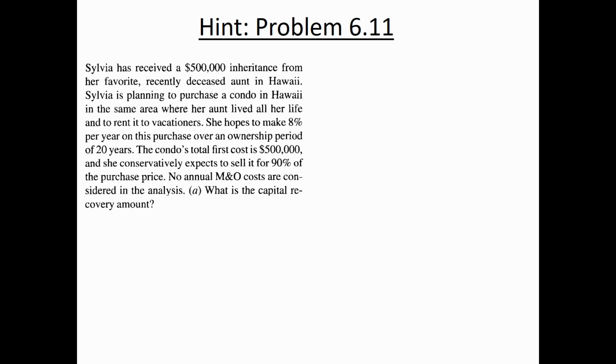And then we're talking about, what is it, a 20-year time frame? So 1, 2, 3, 4, 5, 6, and so on and so forth until we get to year 20. And then she's going to sell it at 90% of the original purchase price. And so that future value is 0.90 times 500,000.